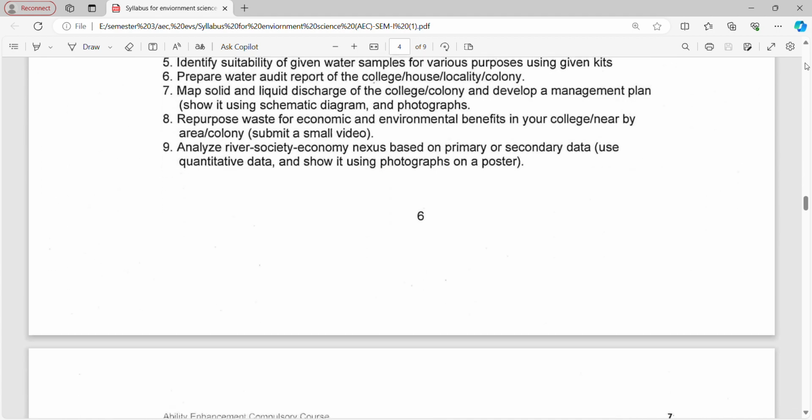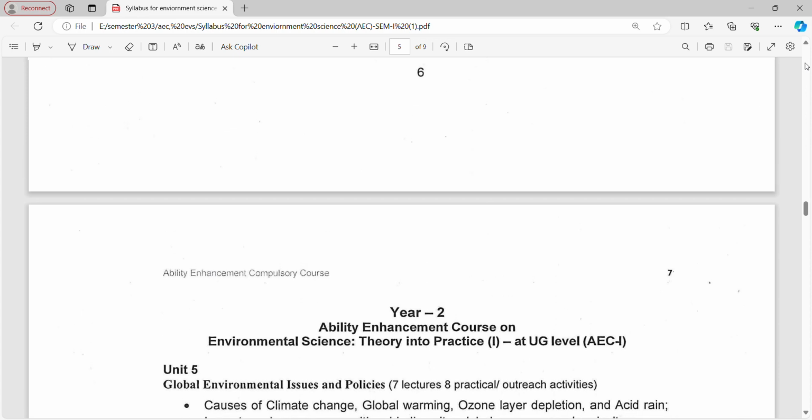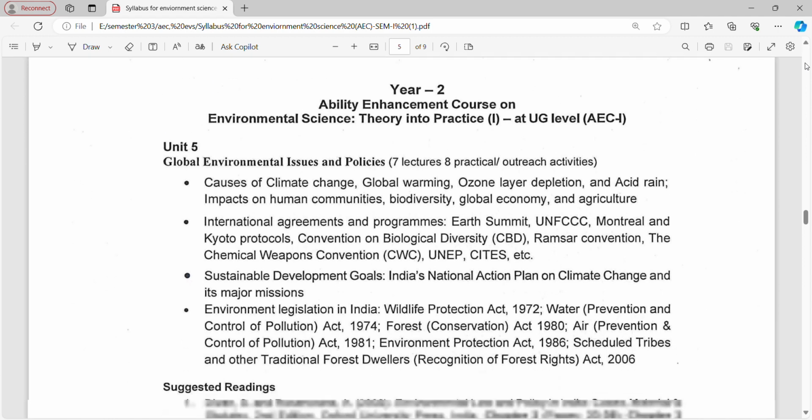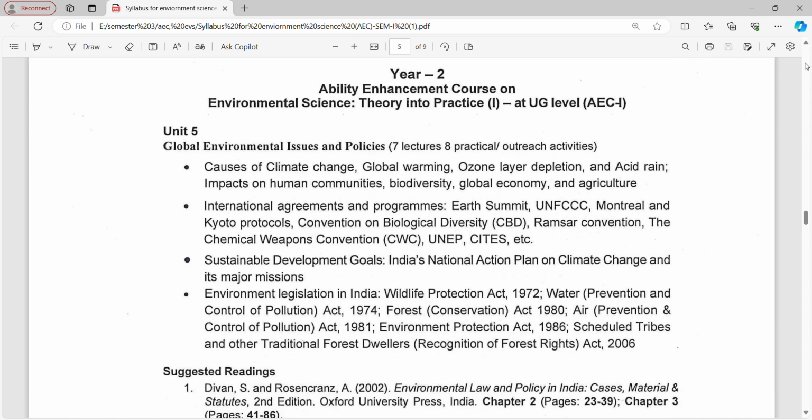then the fourth unit was Pollution. And in the second year, or the second time when you're appearing for the AEC paper as environmental science, you'll be having 3 units. Okay, just 3 units. So it is like a continuation. In the first year you had till the fourth unit, so here you're starting with the fifth unit. Fifth unit is global environmental issues and policies.